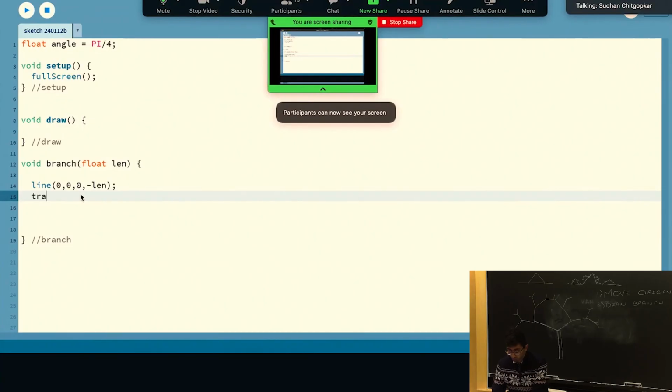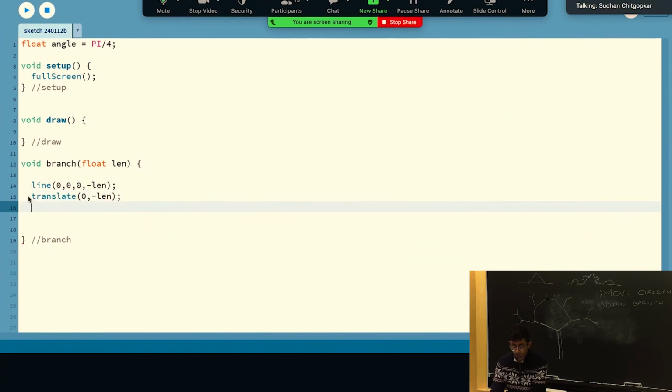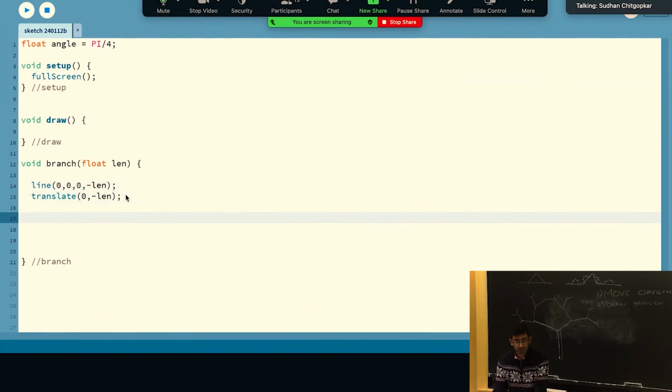So what we want to do is take our origin point and translate it up by the length. And so the new origin will be at the tip of the branch that we just drew. And now we want to rotate our coordinate plane based on our angle. And so there's this really cool function in Processing called pushMatrix and popMatrix.